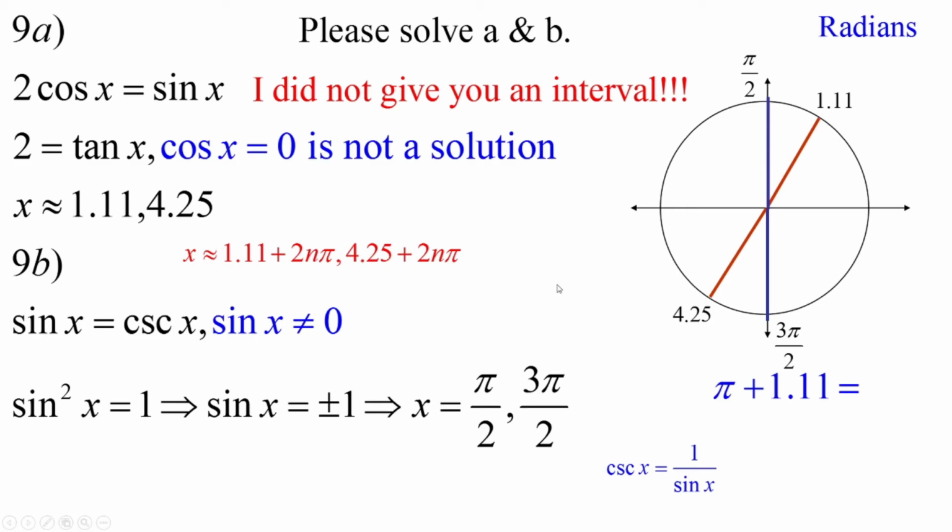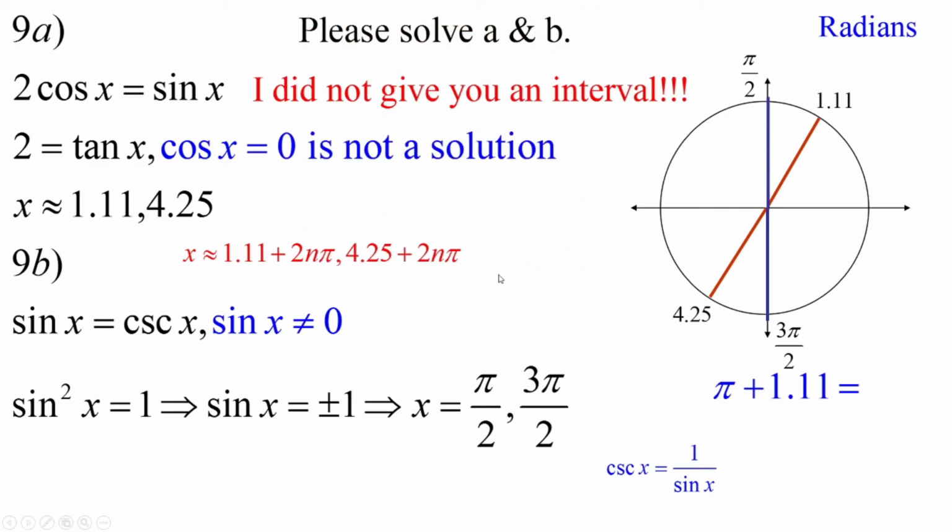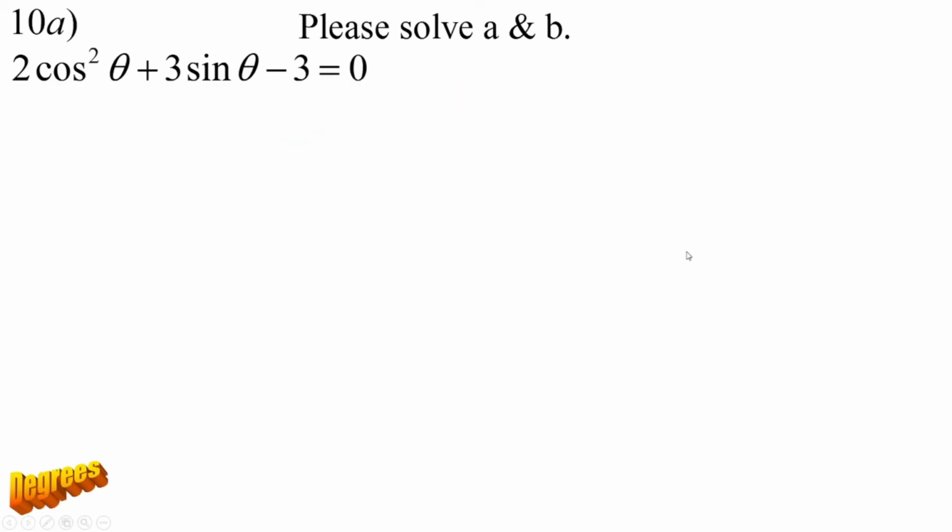Now again, I did not give you an interval, so we've got to talk about all solutions. So let's take those two particular solutions that are within 1 rotation of the unit circle, and let's add to each of those. We're in radians, so let's add any multiple of 2 pi, which would be plus 2m pi on both of them. And there you go. So 9A, 9B in the books. QED. So let's go to number 10.